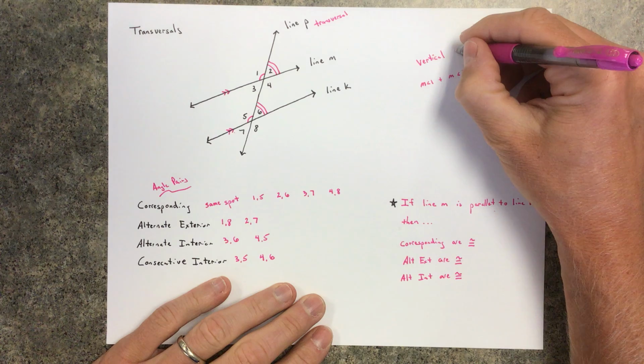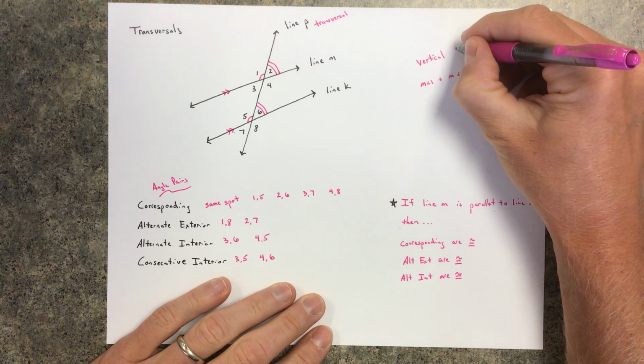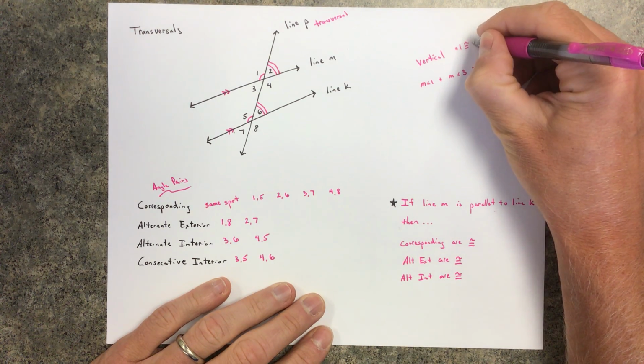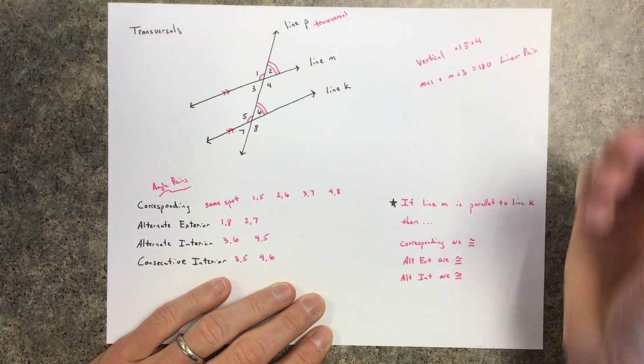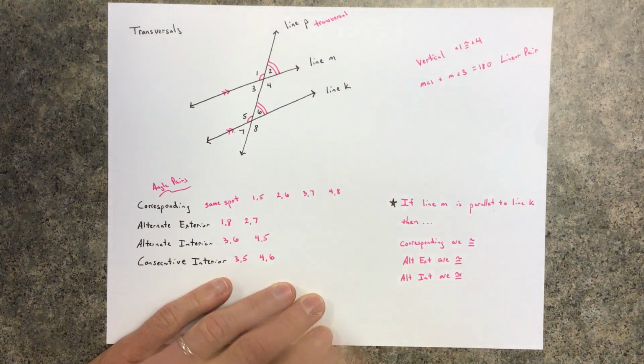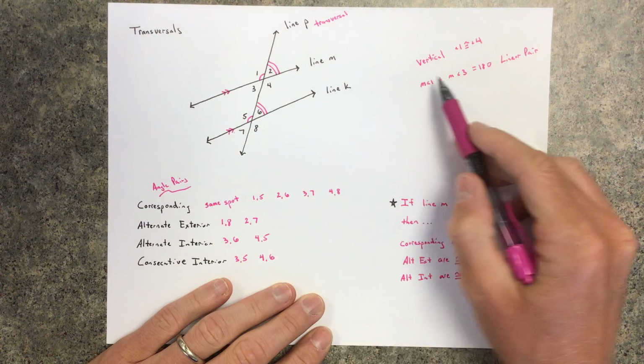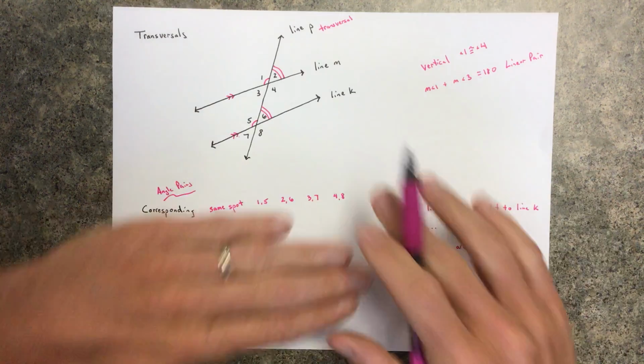Just like over here, we knew that 1 was congruent to 4, and that is completely independent, right? 1 and 4 are vertical. They're congruent. 1 and 3 are linear pairs. They're supplements. It has nothing to do with any of this down here.